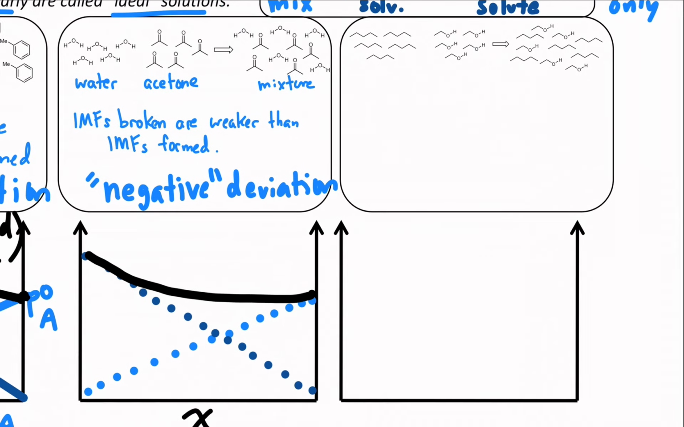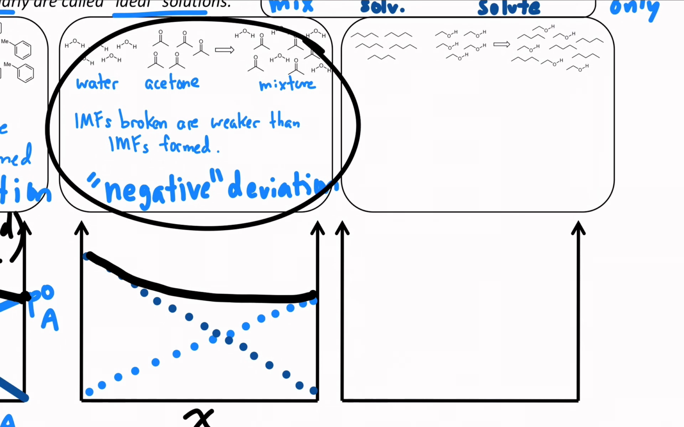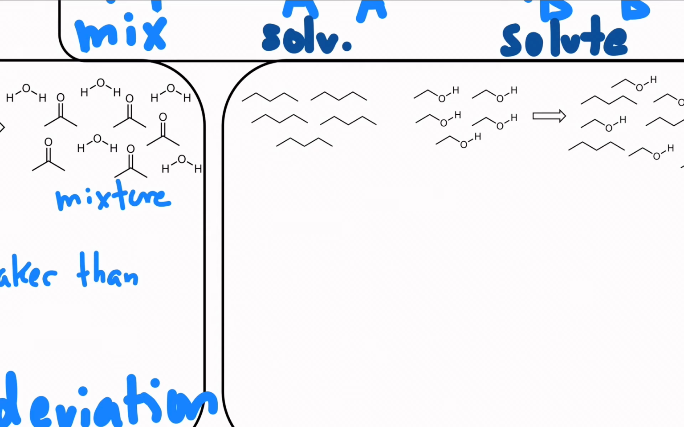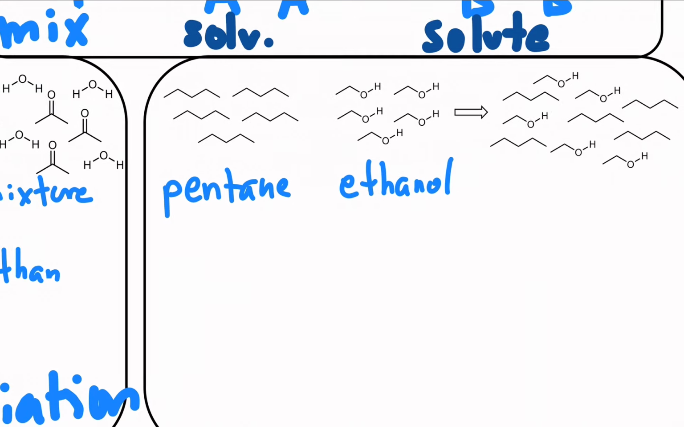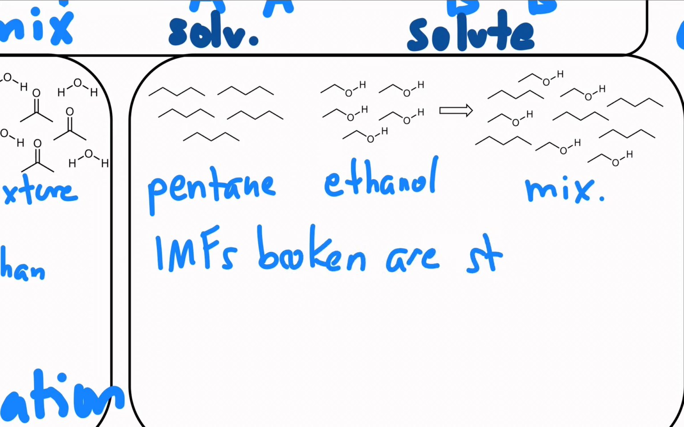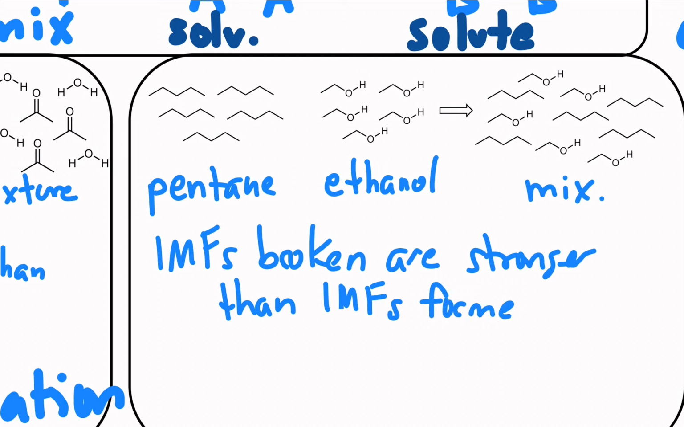So there's one other case, and that's the exact opposite of this. Instead of IMFs broken being weaker, it's IMFs being stronger. And that's what happens when we end up having things like pentane and ethanol. Pentane and ethanol are very different molecules, and when they make a mixture, it turns out that the IMFs broken are stronger than the IMFs formed collectively.